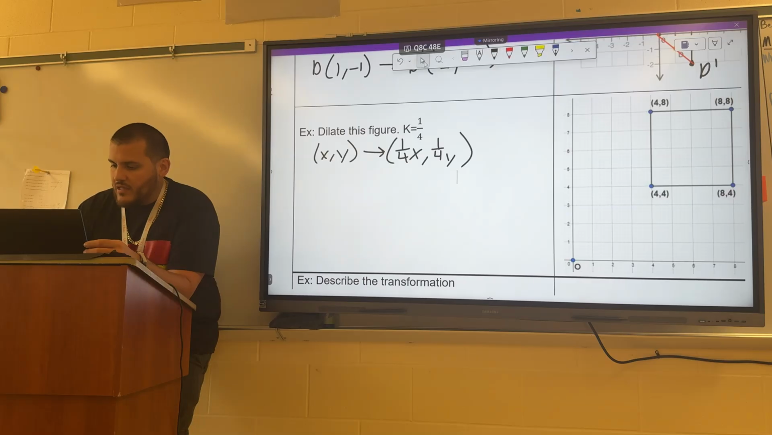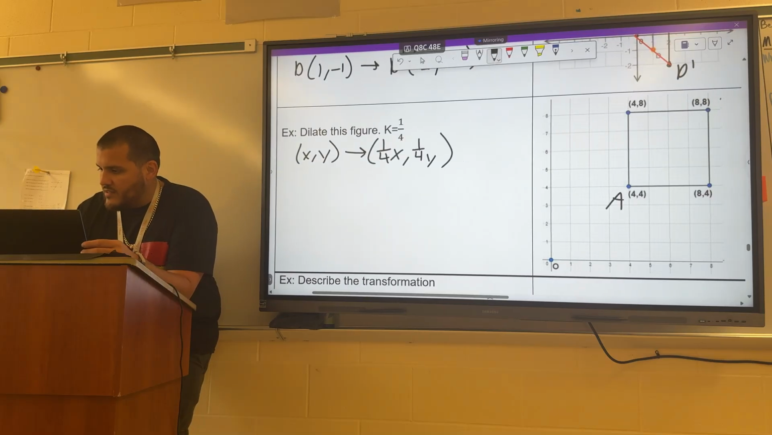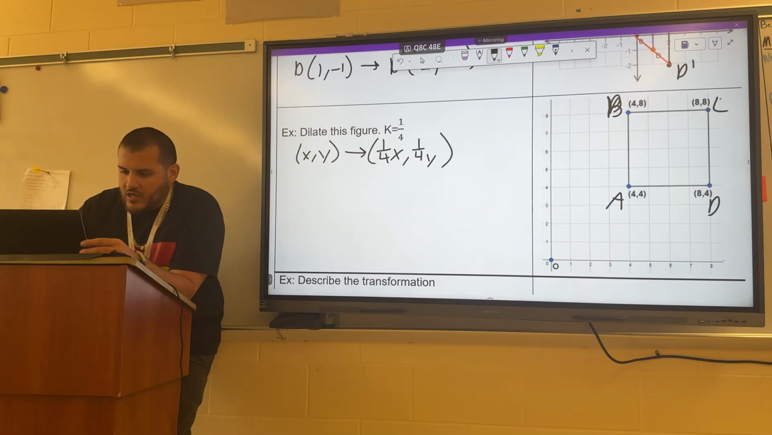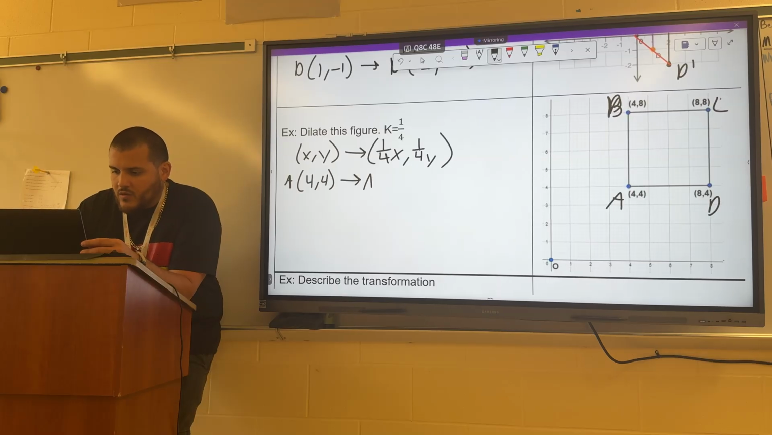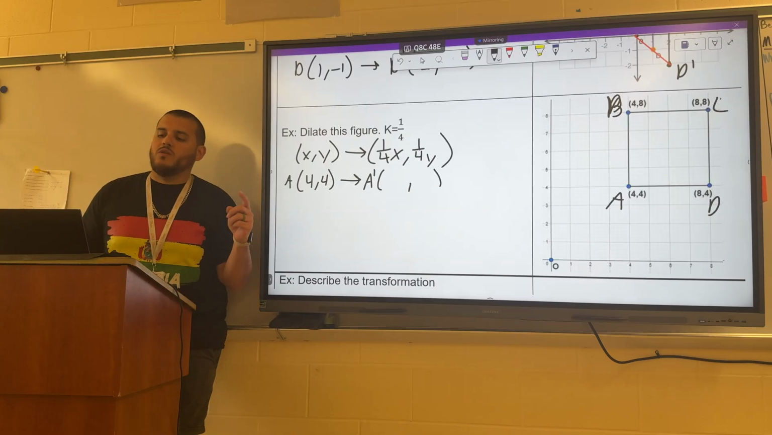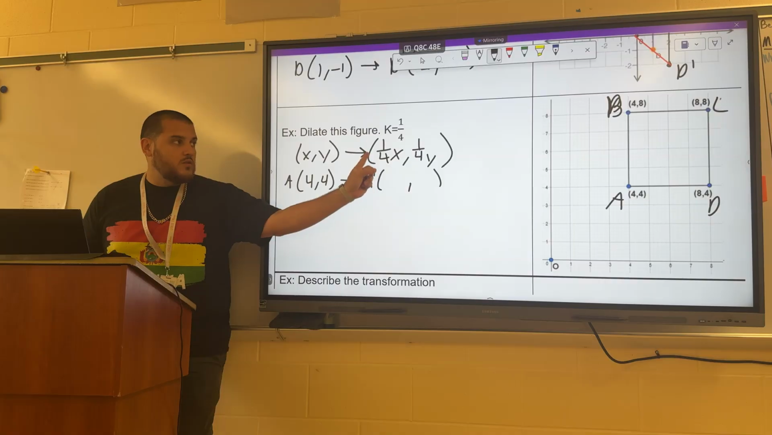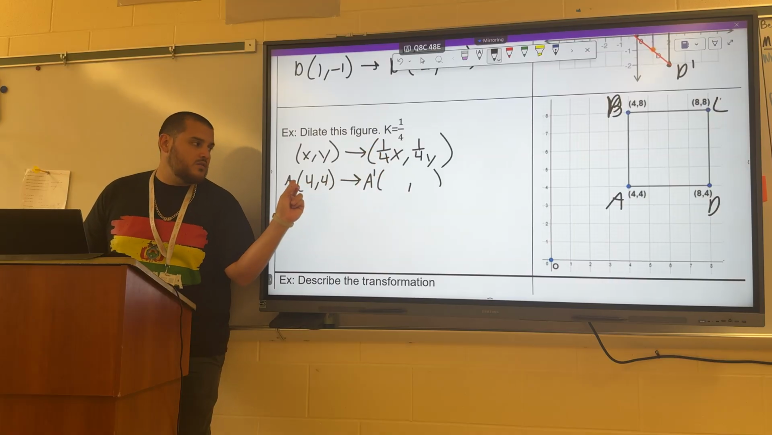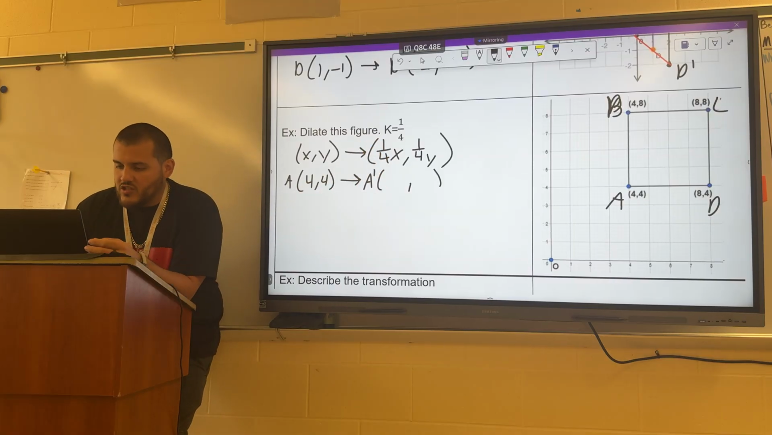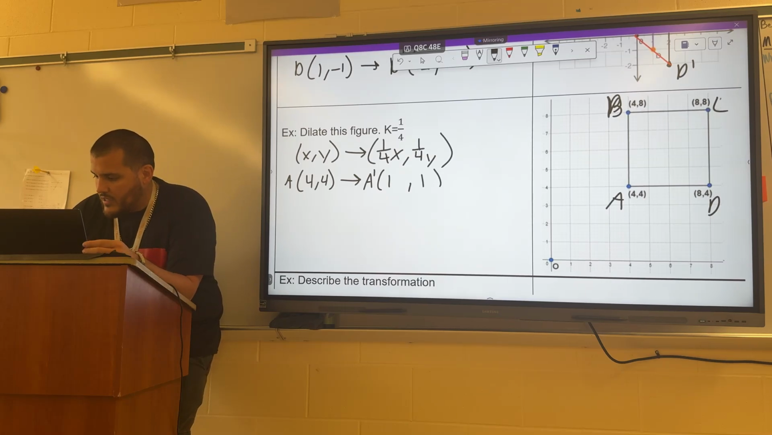I don't have points labeled here. I'm going to go ahead and just label them A, B, C, and D just so that we can reference them as we do the work here. So point A on my pre-image was located at positive 4, positive 4. If I multiply those by 1/4, I'll get the coordinates for my image A prime. So 4 times 1/4, remember to multiply by a fraction, you would do times the numerator divided by the denominator. So 4 times 1 divided by 4 is just 1. Y coordinate will result in the same value. So A prime is located at 1, 1, right there.